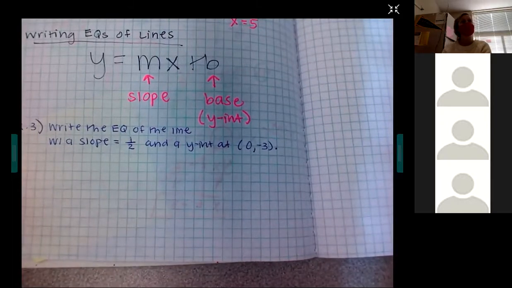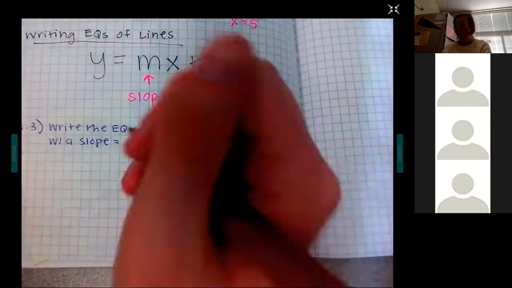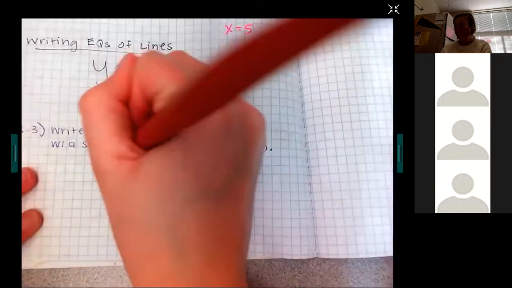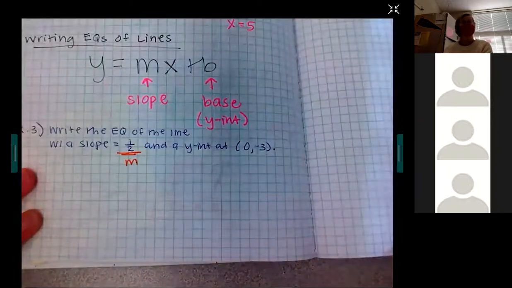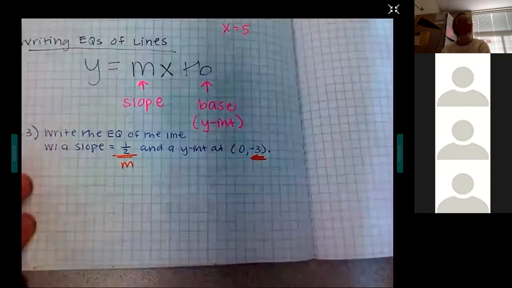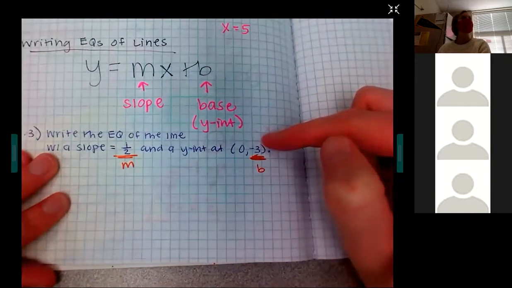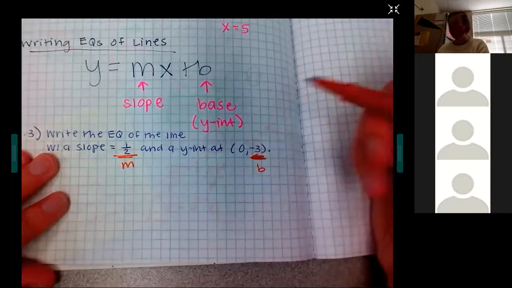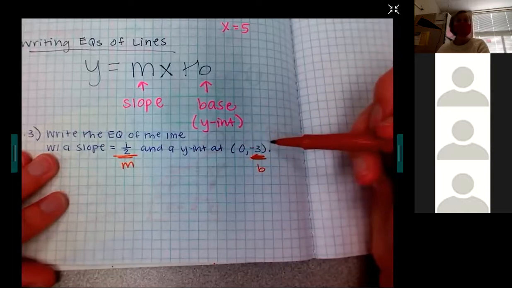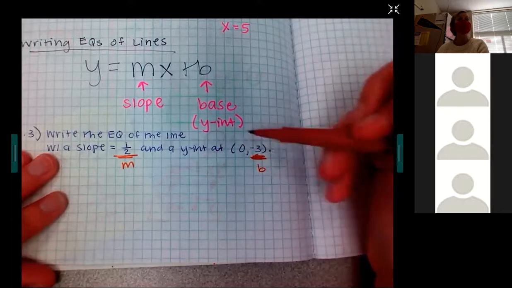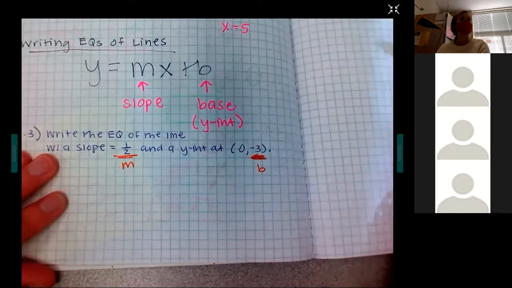So, did they give me the slope? What's the slope? So we know that's the m, right? Did they give me the base? What's the y-intercept? -3. Now listen, I always have kids get kind of tripped out when they give you an ordered pair. If the base is at (0, -3), that means the x is 0 and the y is -3. Don't get stressed out by that. It's just -3. That's just telling you it's a y-intercept because they put 0 in for the x.